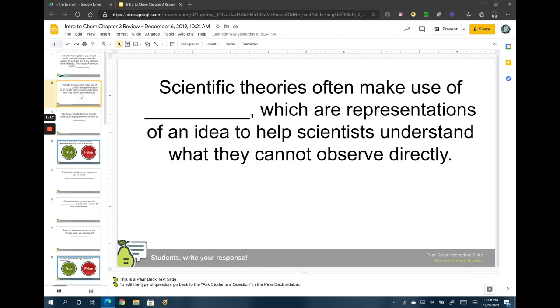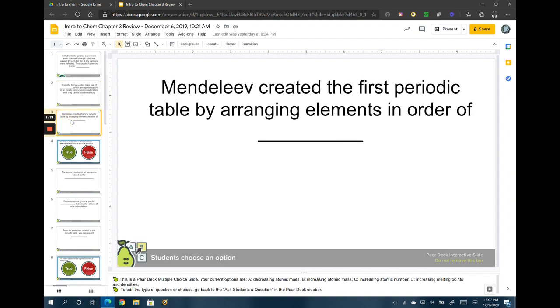Your next question, scientific theories often make use of blank, which are representations of an idea to help scientists understand what they cannot observe directly. That would be models. Scientific theories often make use of models, which are representations of an idea to help scientists understand what they cannot observe directly.